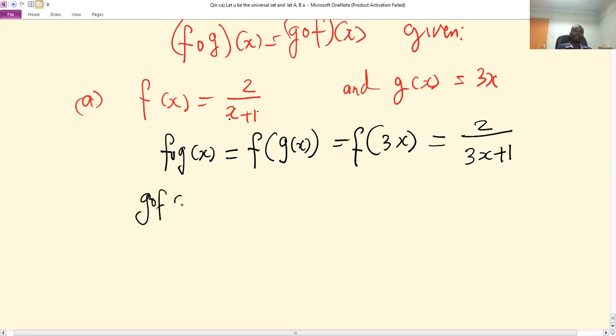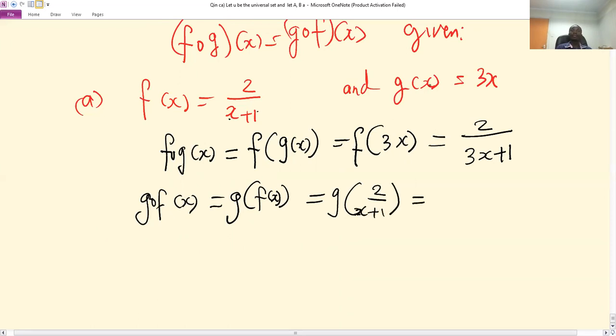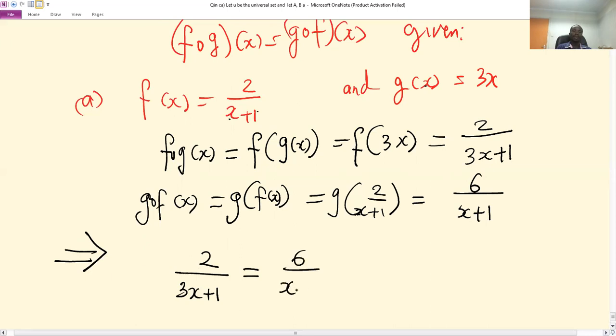G composed with f means g is the function, f is the input. So which will be g of 2 over x plus 1. G, you give it an x, it multiplies by 3. So you give it this input, it multiplies by 3, so it will be 6 over x plus 1. So this means f composed with g equals g composed with f will mean 2 over 3x plus 1 is equal to 6 over x plus 1.